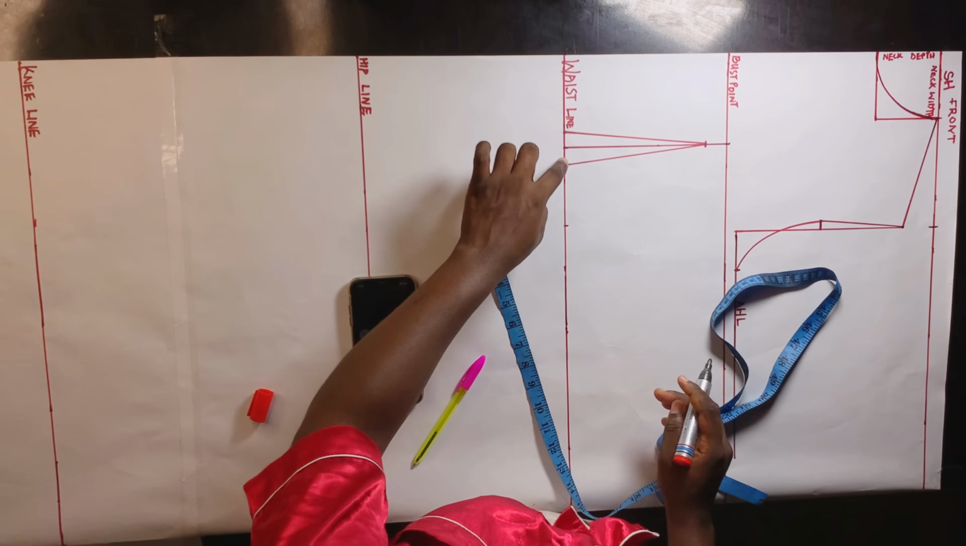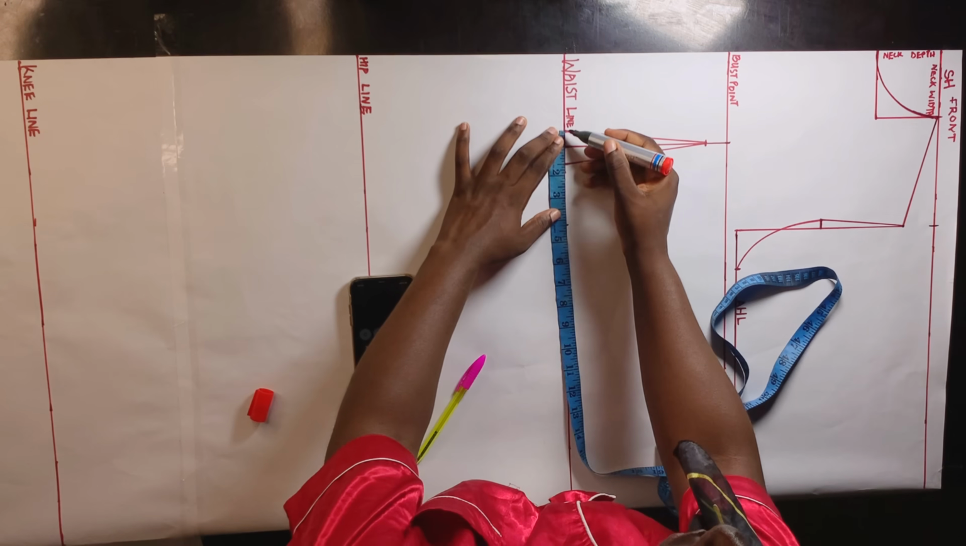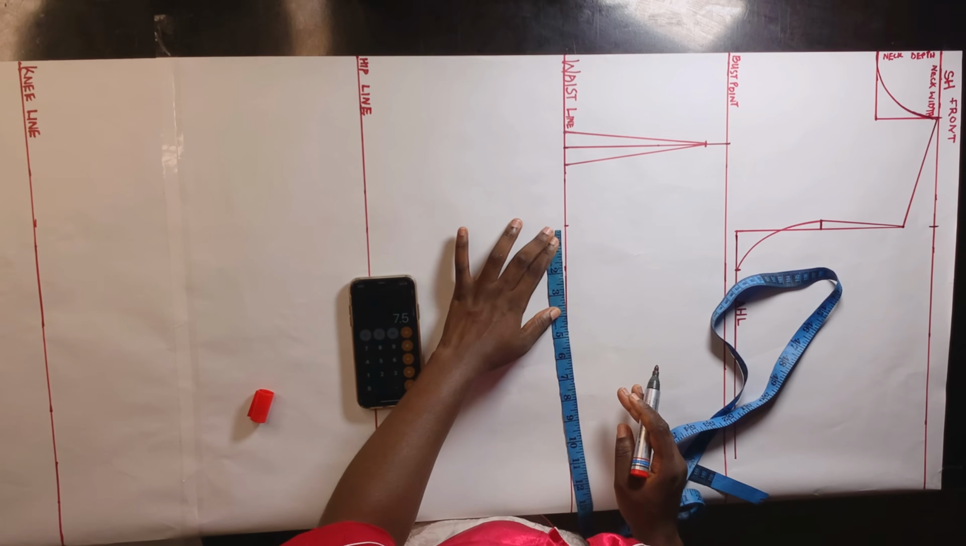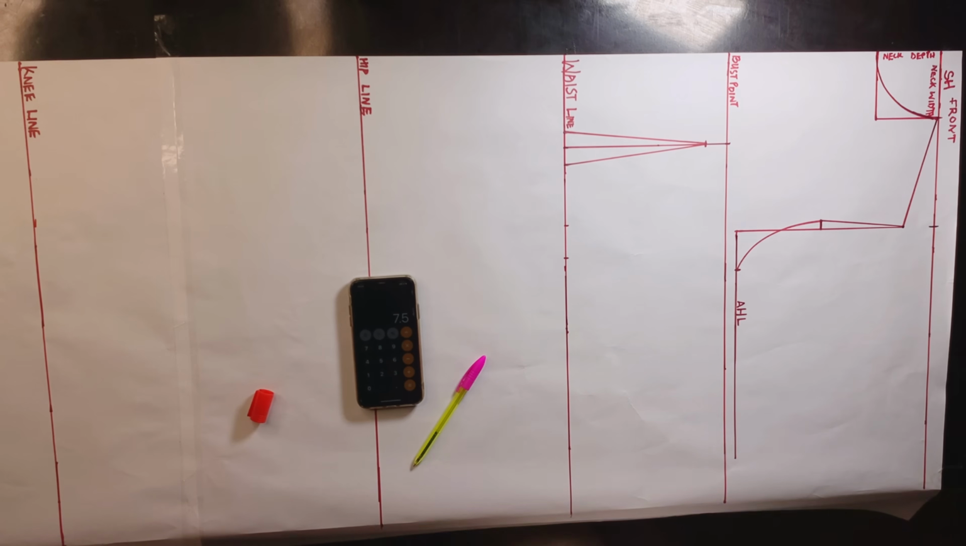Then I will measure what I marked as my dart. Okay, what I marked as my dart is 1.5 inches, so that is what I would measure, and I would also mark that. That is very important so that you do not get short of fabric.